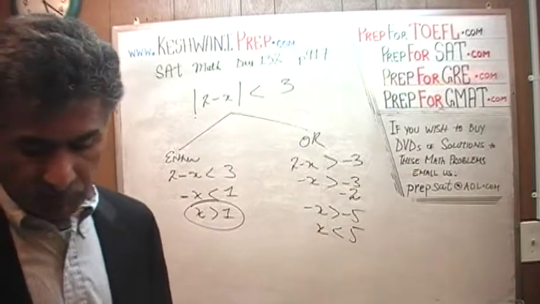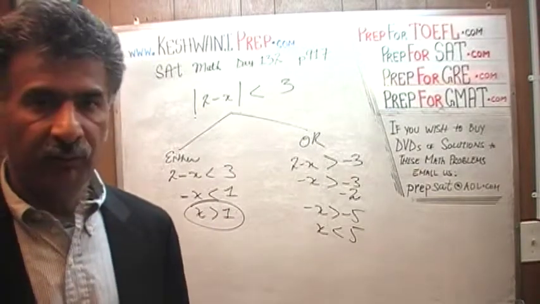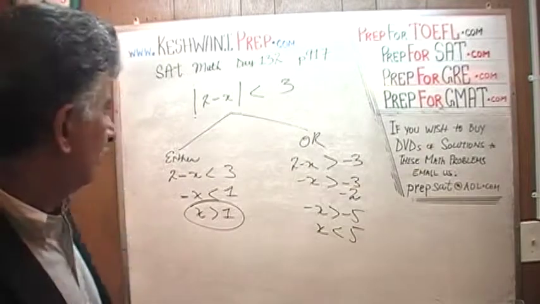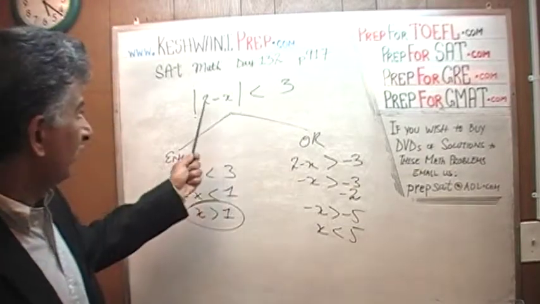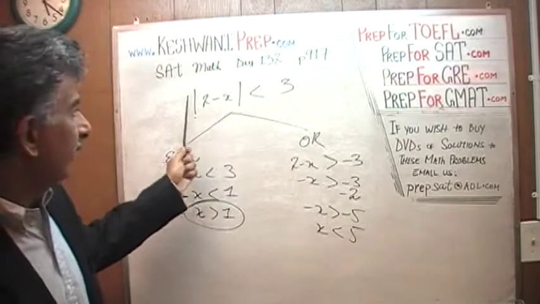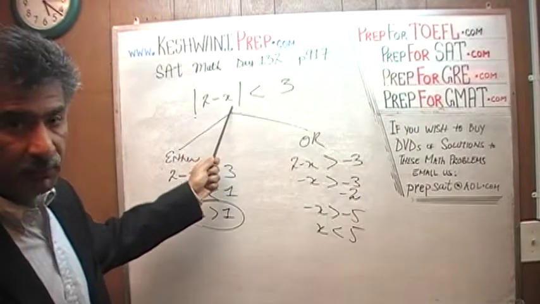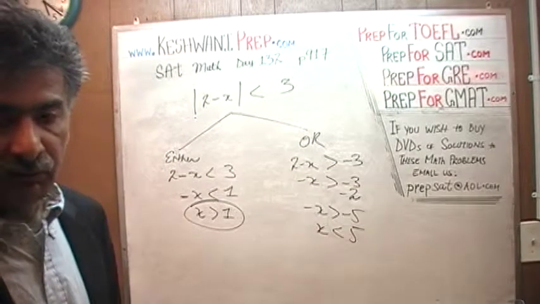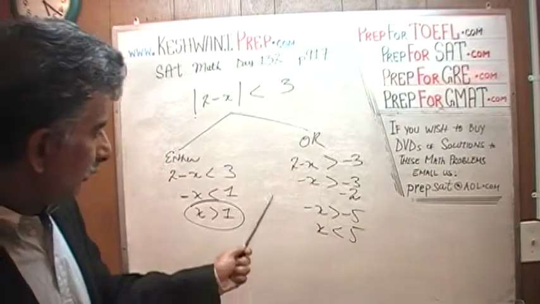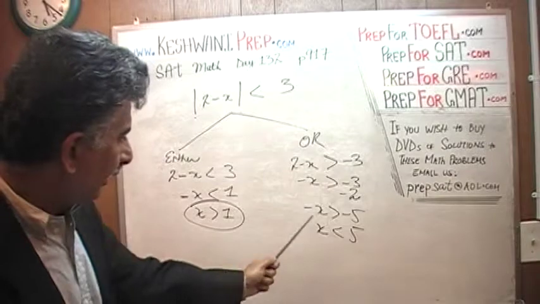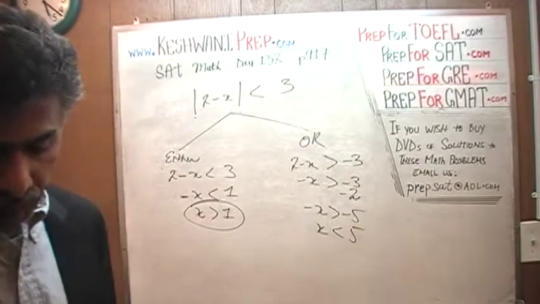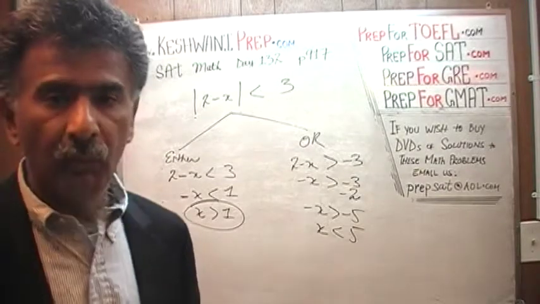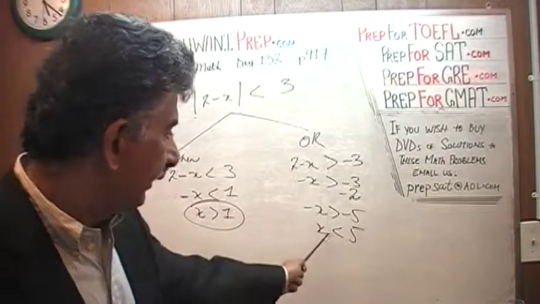And the only value among the five that they give us that falls between 1 and 5, it cannot be 5. Why cannot it be 5? Because if it were 5, 2 minus 5 would be negative 3, and the absolute value of negative 3 is positive 3, and positive 3 is not less than 3, as we just saw a little while ago. Whatever the value of x is has to fall between 1 and 5. The only value that falls in that range is 4. 4 falls between 1 and 5.